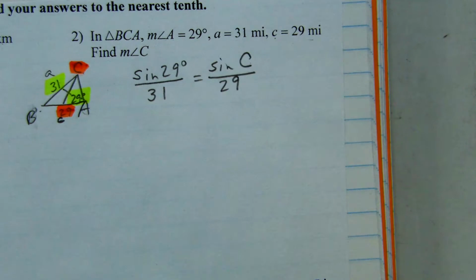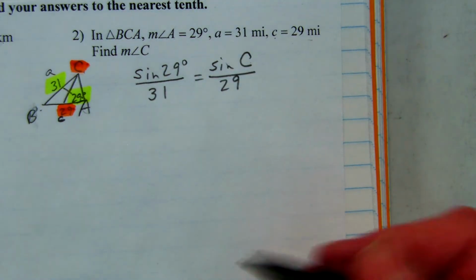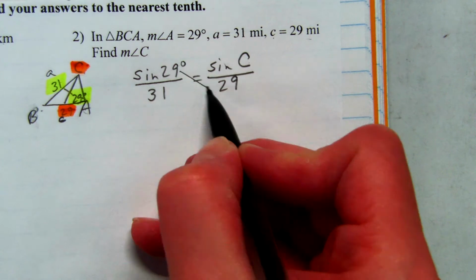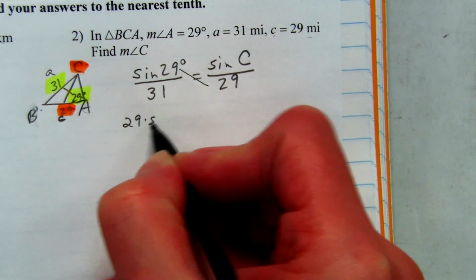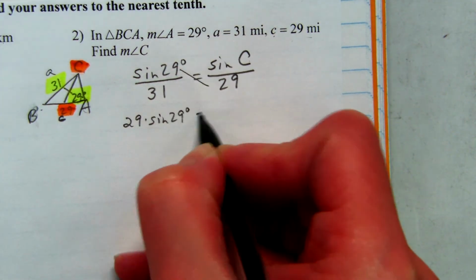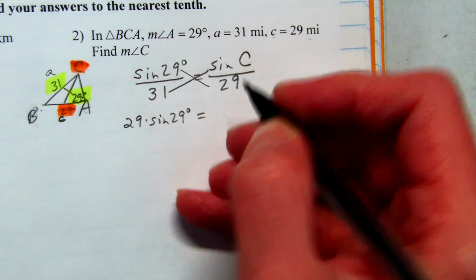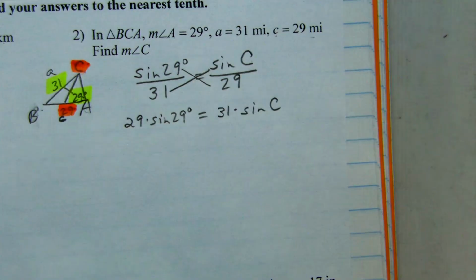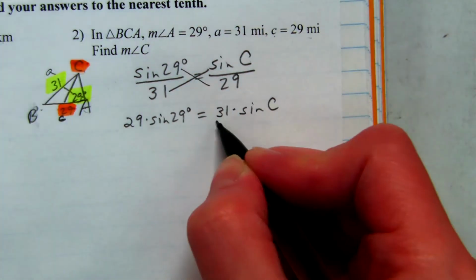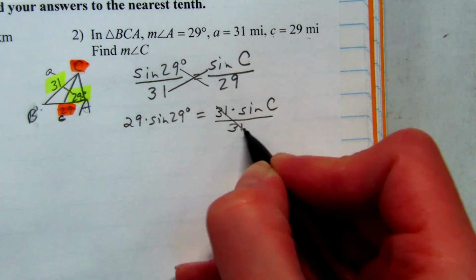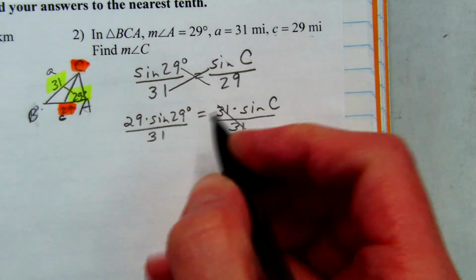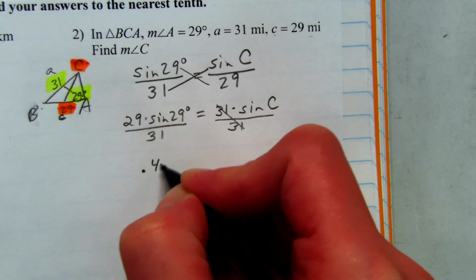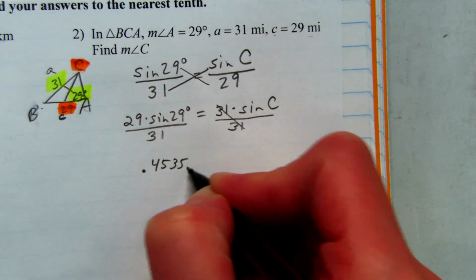There's too many 29s in that problem, but I didn't write it. I just randomly made it. Okay, so we cross multiply. So we're going to have 29 times sine of 29 degrees. And then that equals 31 times sine of C. We divide by 31 and put that into the calculator, and it comes up 0.4535, and it keeps going.